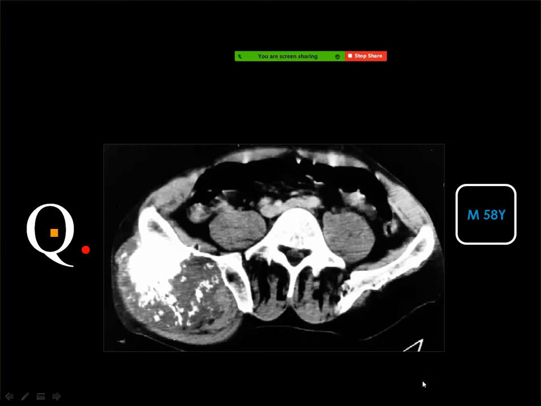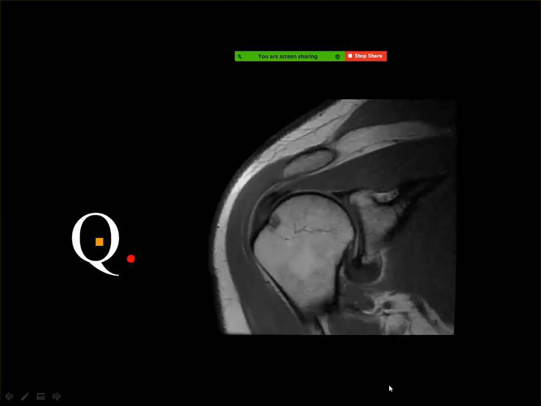And this is a CT scan of a chondrosarcoma. Yes, very good. This is chondrosarcoma because of the mass with malignant criteria containing calcium. The possibility of chondrosarcoma should be considered.